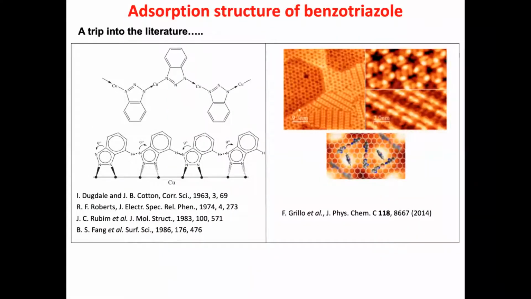Another hint that this system is not trivial at all comes from taking a little trip into the literature and looking at the catalog of structures which have been postulated for benzotriazole on copper 111. I'll show you 3 of them. For example, in this case, it's flat-lying, connected with a copper adatom. This is upright, hydrogen bonded. These cases look like cute little flowers of dimers. And different spectroscopic methods have been applied. In this case it is scanning tunneling microscopy. Here it was X-ray photoelectron spectroscopy.